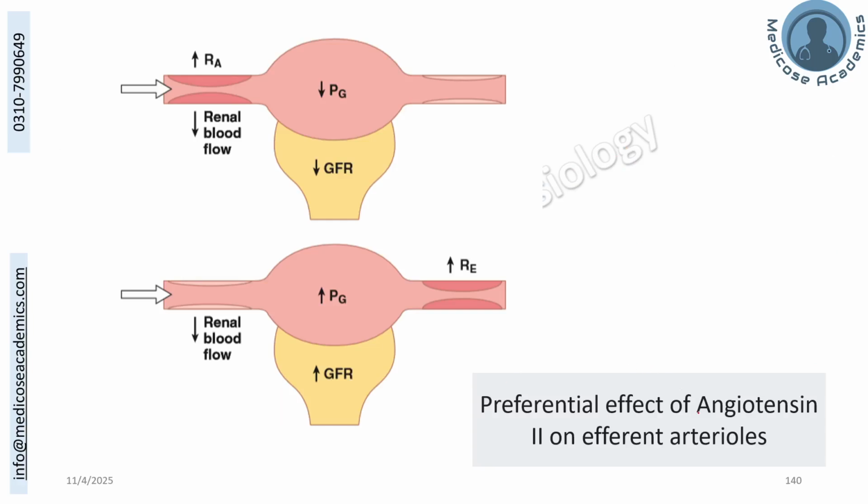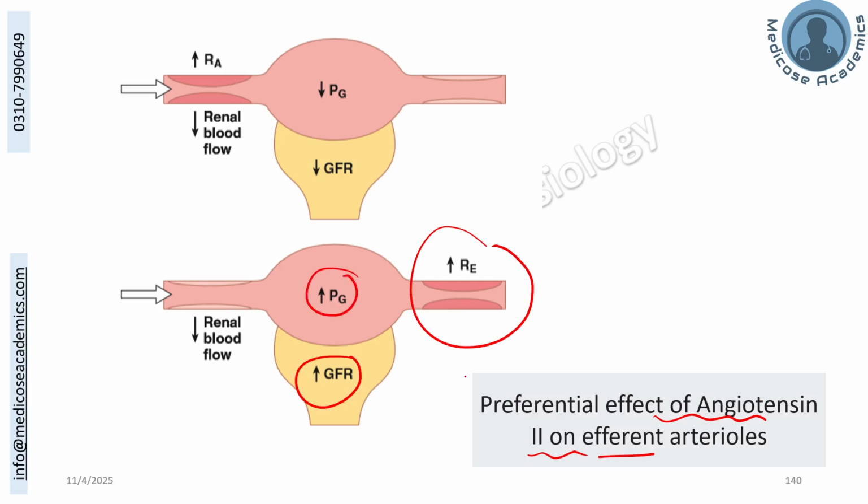For example, angiotensin 2 has a preferential vasoconstriction at the efferent arteriolar level. So, whenever there is a high level of angiotensin 2, it has more receptors at the efferent arteriole. It will cause constriction over here and increase the glomerular capillary hydrostatic pressure and increase the GFR. Whereas for other factors, for example, sympathetic discharge is going to constrict the afferent arterioles, decrease the blood flow and GFR.